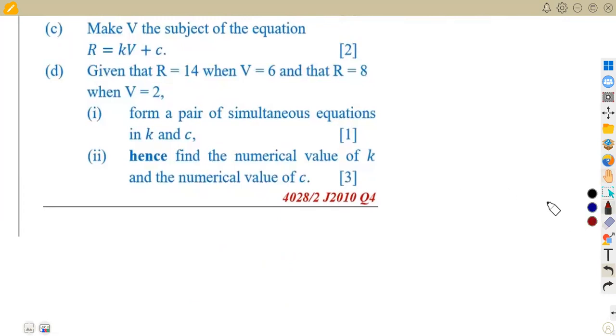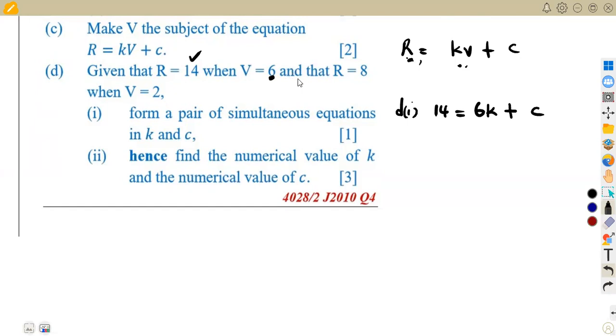From that equation that we had before, remember, we are given the equation for r, which is equal to kv plus c. So on item 1 of part D, we are now asked, given that r is 14 when v is 6, and r is 8 when v is 2, to form a pair of simultaneous equations in terms of k and c. So what we are simply doing is substituting to form these equations. In this case, r is 14, so 14 is equal to kv, which means we are going to have 6 times k plus the constant c.